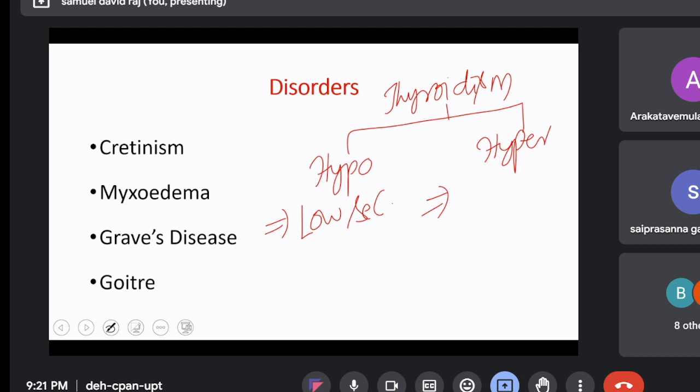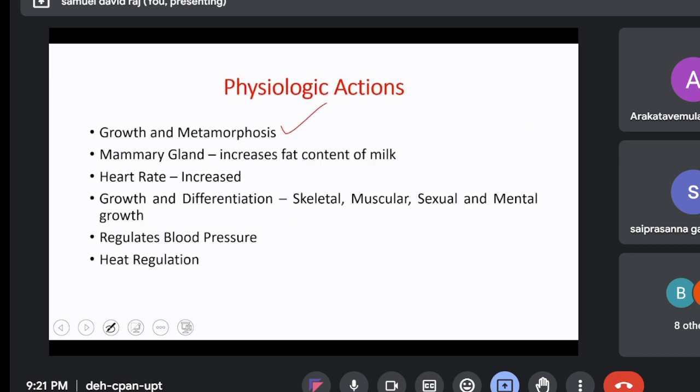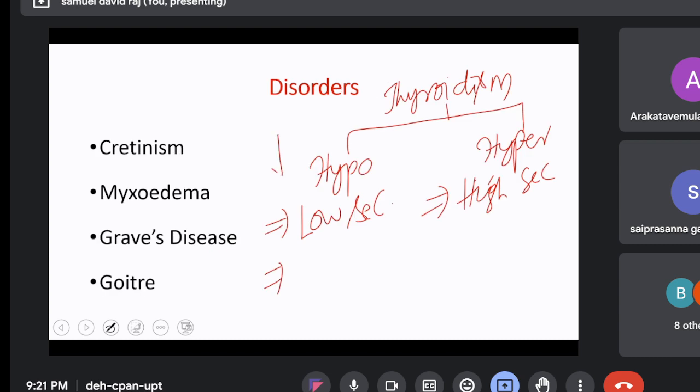Hyperthyroidism occurs when this hormone is secreted in high quantities; hypothyroidism, in low quantities. In both cases, we have already seen that this particular hormone is responsible for regulating blood pressure. So when it is low in quantity, the individual suffers from low blood pressure, and opposite to this, there is high hypertension, that is called high blood pressure.